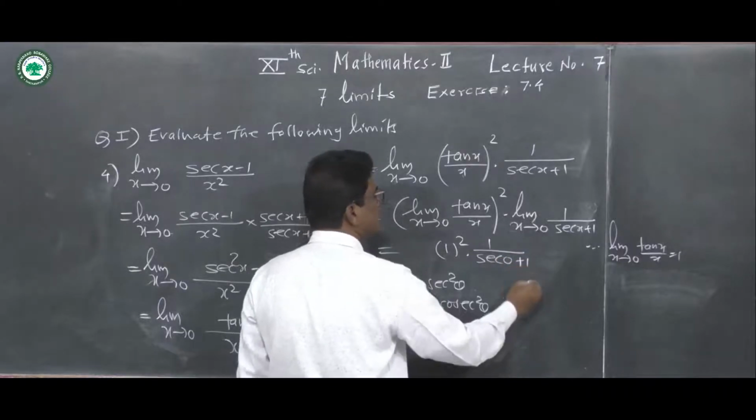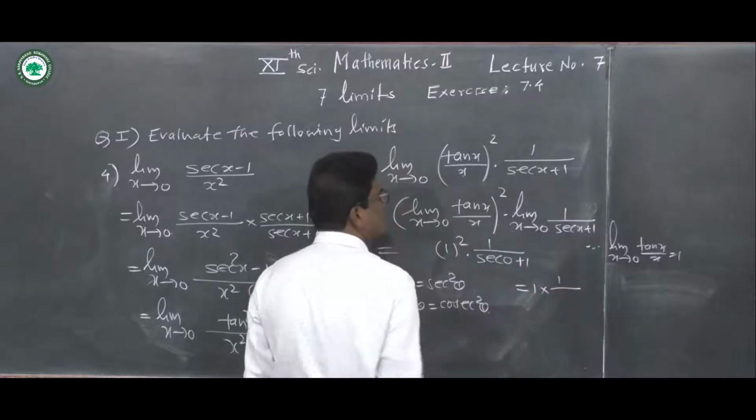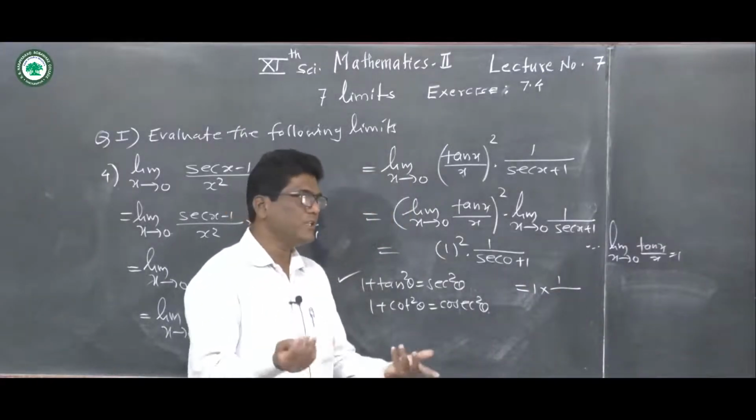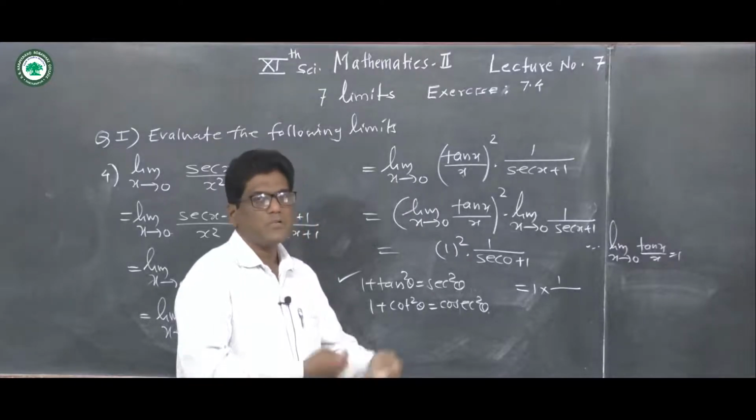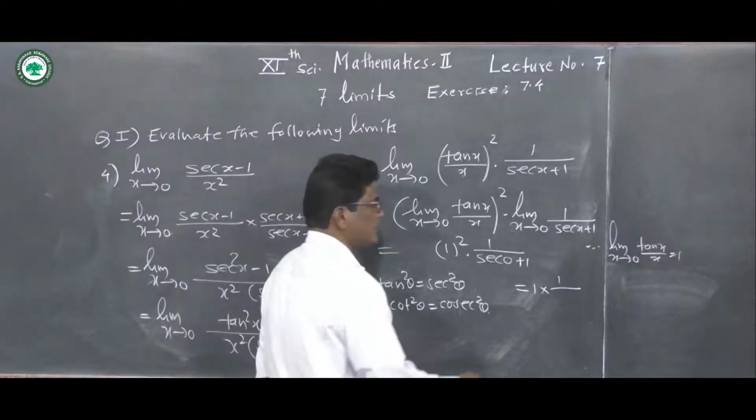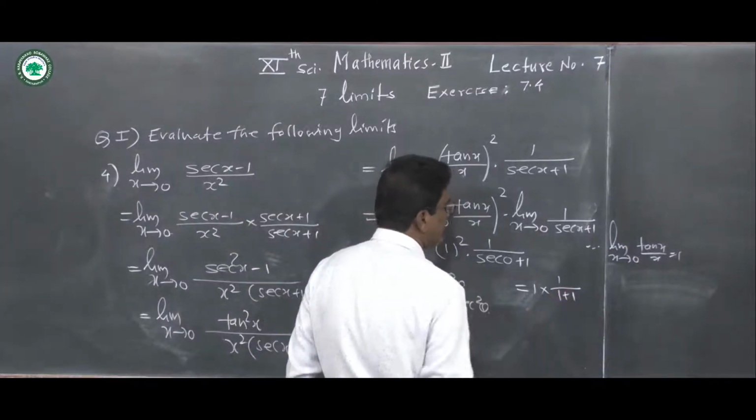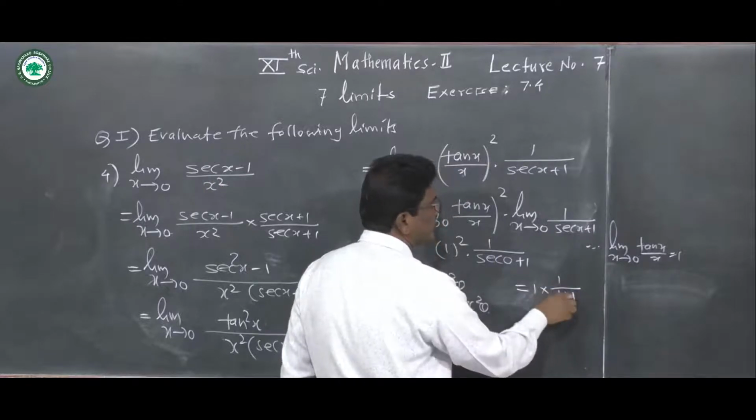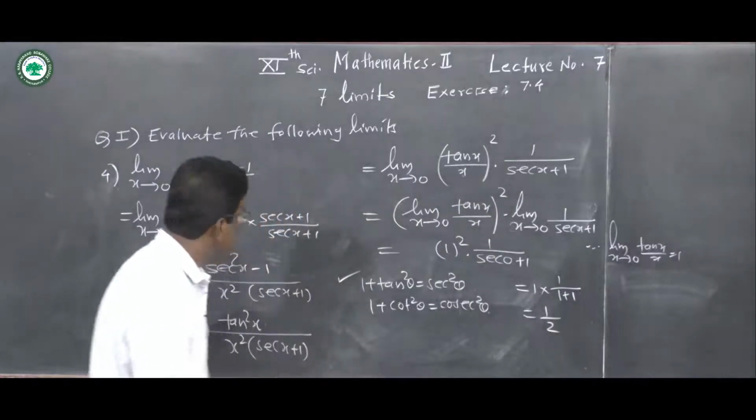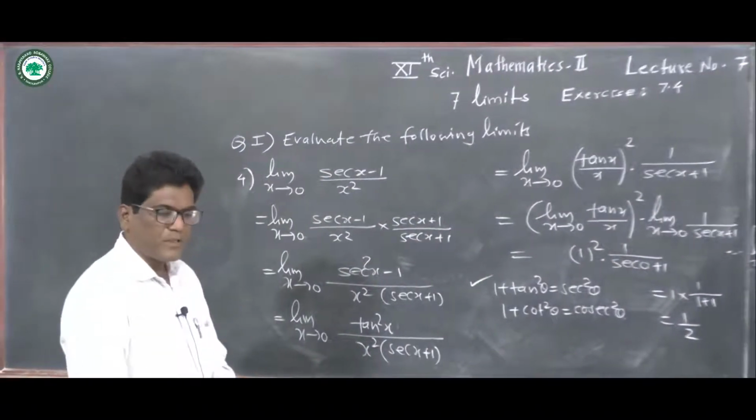So it is equal to 1 square, which is 1, into 1 upon (sec of 0 plus 1). Sec of 0 is the reciprocal of cos of 0. We know that cos of 0 is 1. So 1 upon cos of 0 is 1 upon 1, that is 1. So sec of 0 is 1. So we get here 1 plus 1. So 1 into 1 upon (1 plus 1), and it is 1 upon 2. So the solution of this fourth problem is 1 upon 2.